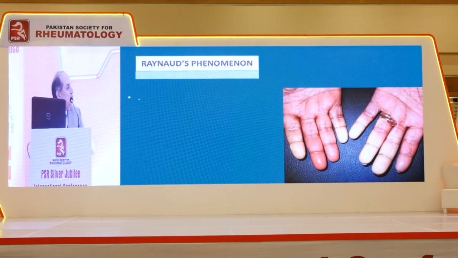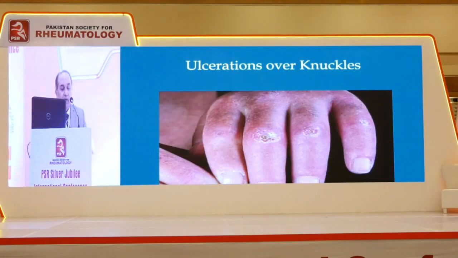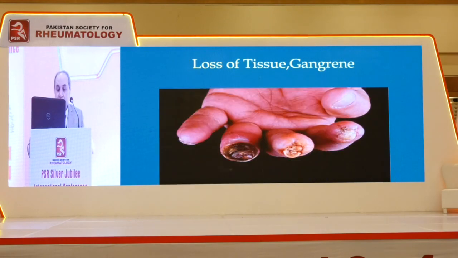Raynaud's, we are now seeing, is mostly the initial presentation of systemic sclerosis. Ulceration over the nipples is seen not only in scleroderma but also in dermatomyositis and SLE, but more commonly in systemic sclerosis. Loss of tissues, gangrene, again manifestations of scleroderma.